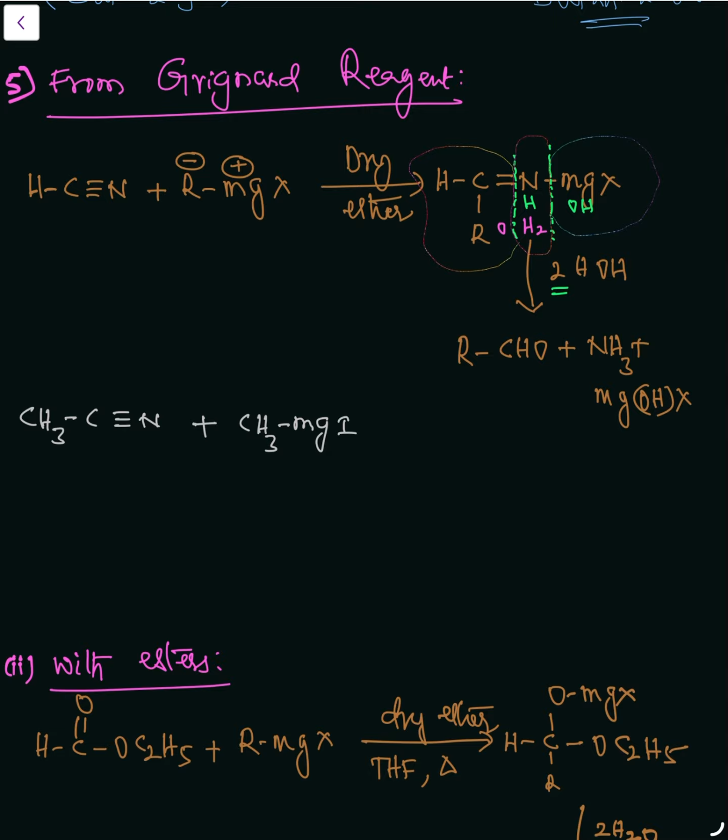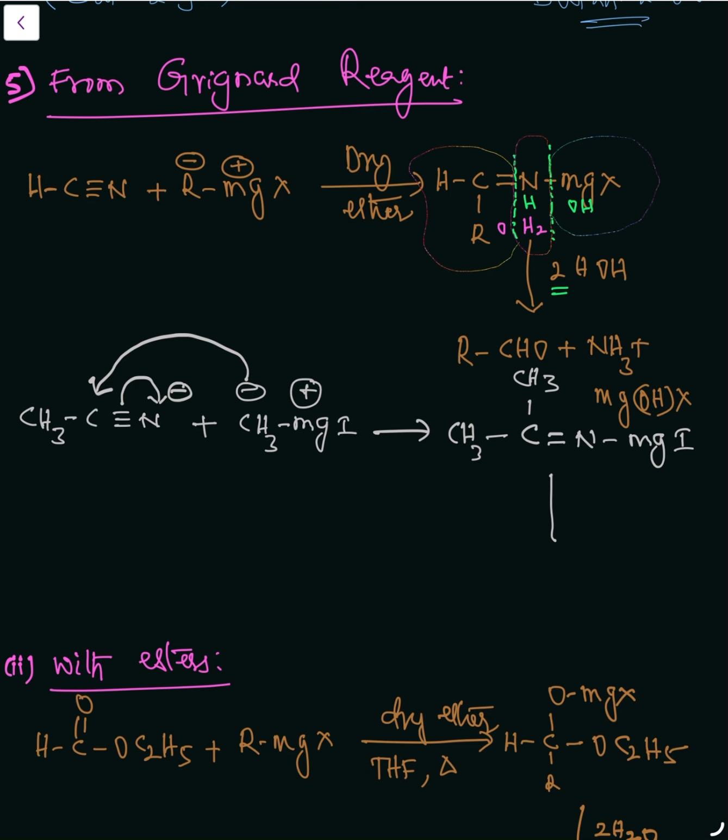Let us take methyl magnesium iodide. We know this is the carbanion, this is Mg plus. Now this carbanion will attack the carbon, then the triple bond shifts to nitrogen. Nitrogen will get a negative charge. So the compound formed in this reaction is CH3 C double bond N, next to it MgI.